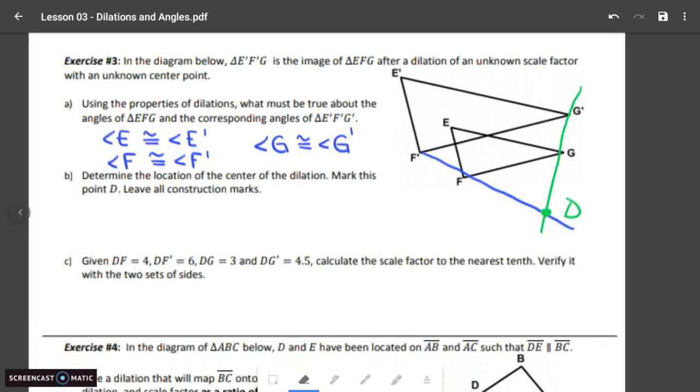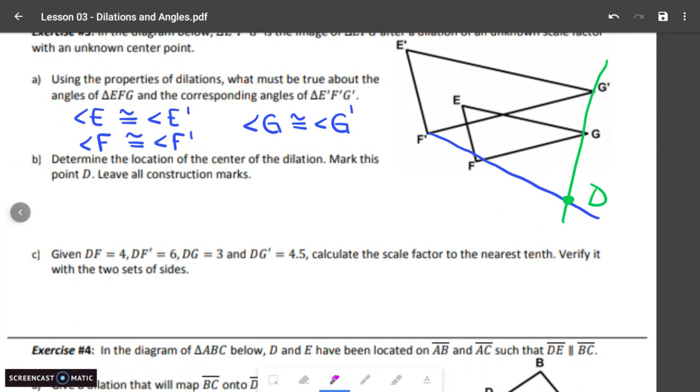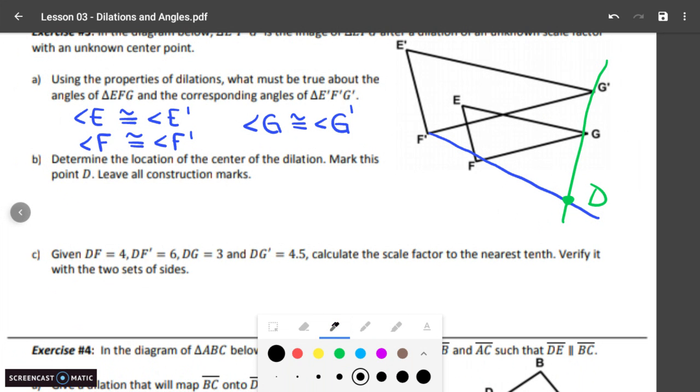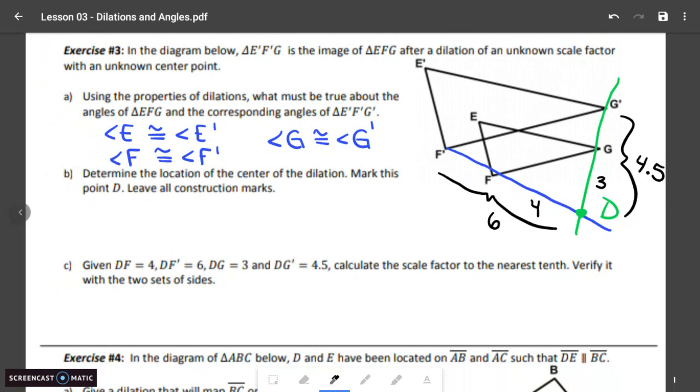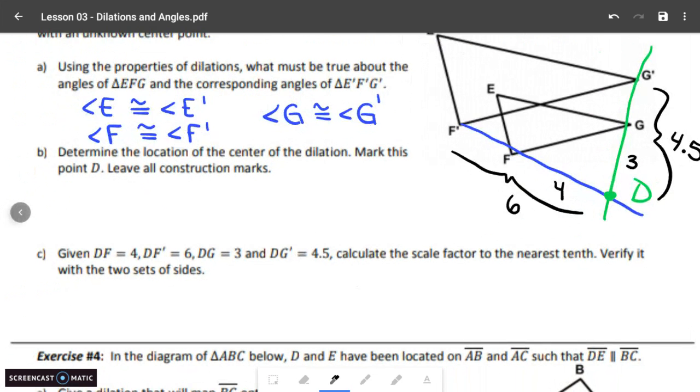But now that I have this picture set up, we're going to set up something we know. So with that being said, I have DF is 4, and the whole thing, D to F prime, is 6, DG is 3, and D to G prime is 4.5. We want to calculate the scale factor to the nearest tenth. So anytime we're going to find scale factor, remember, it is new over the original.